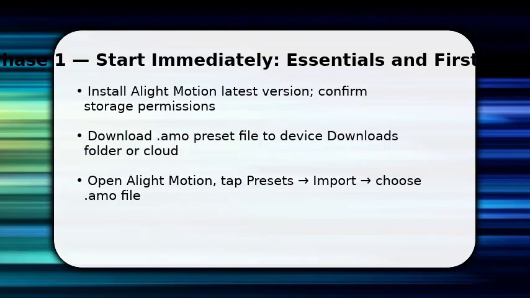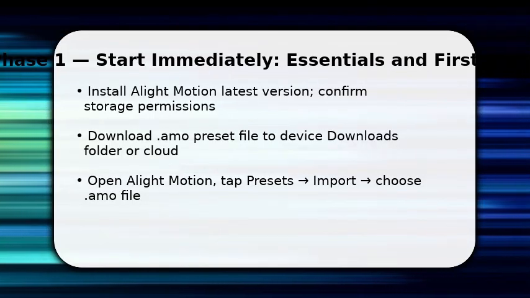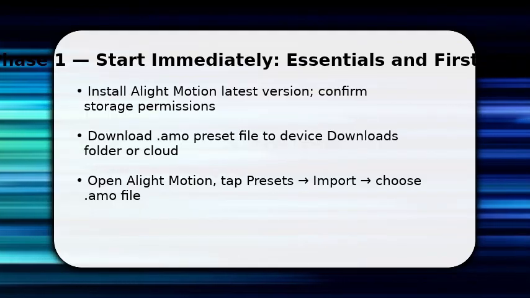Enjoy the video. You start by importing the preset right away, not by fiddling with preferences. Open Alight Motion, grant storage access if asked, then navigate to presets. Tap Import and select the ammo file in Downloads or your cloud folder. Once imported, tap the preset to preview its core composition and layers.